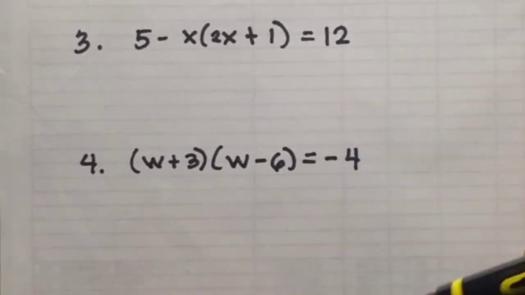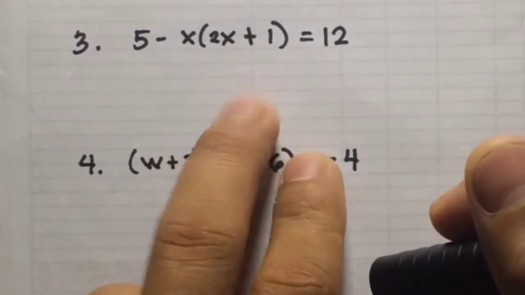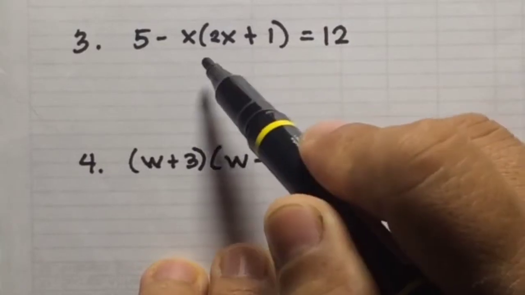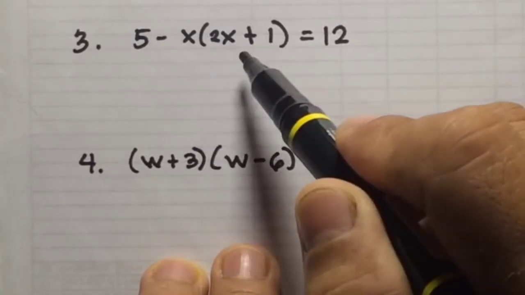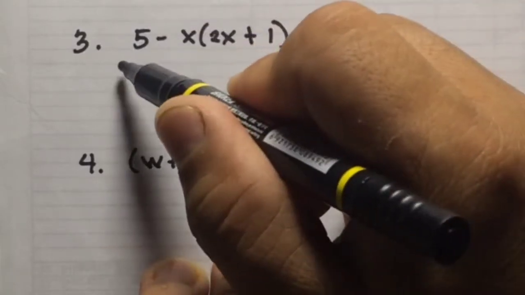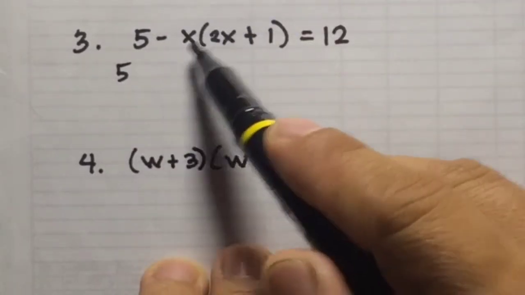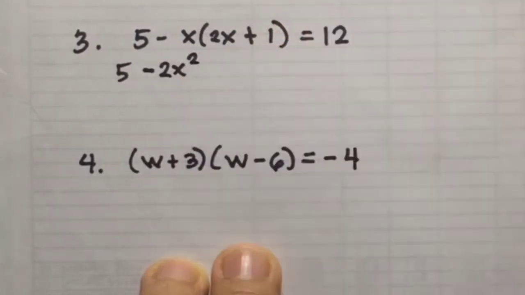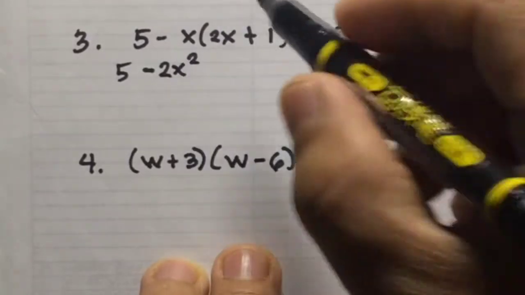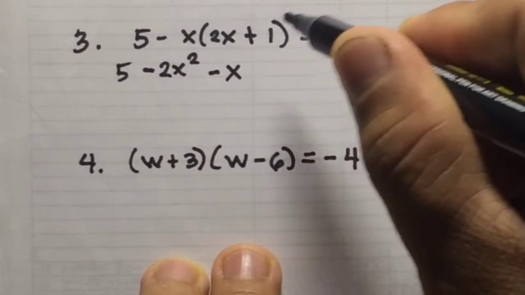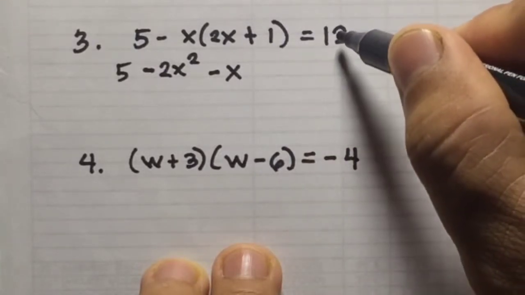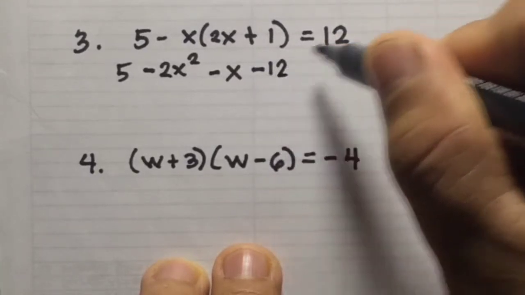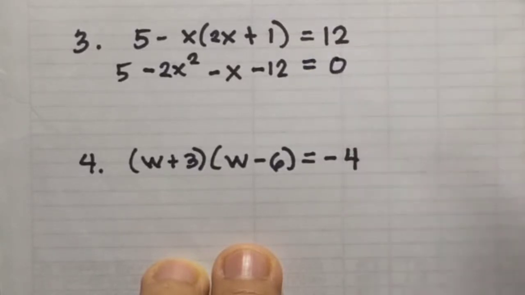Number 3, 5 minus x times the quantity of 2x plus 1 equals 12. So we're going to operate on this first because we see a parenthesis. So we're going to have 5, then negative x times 2x, that will be negative 2x squared. Then negative x times 1, that will be negative x. Then we're going to transpose 12 to the left side. So 12 will become negative 12. Then this will be equal to 0.